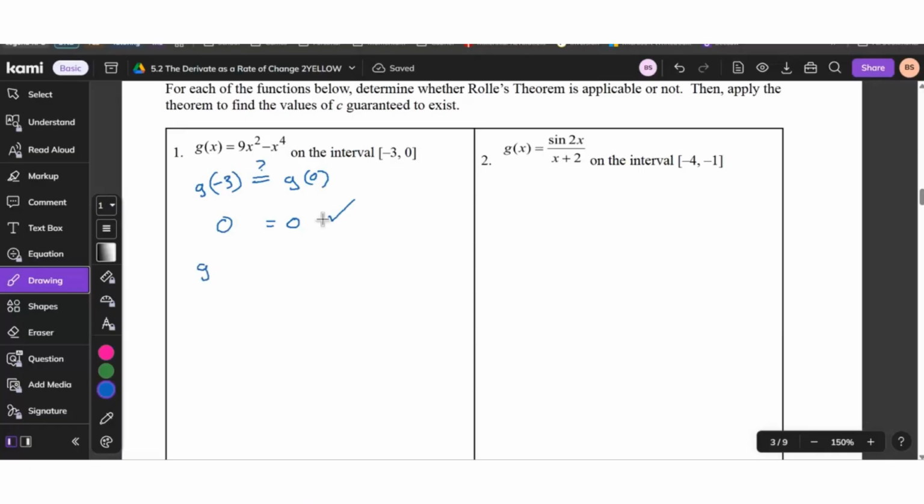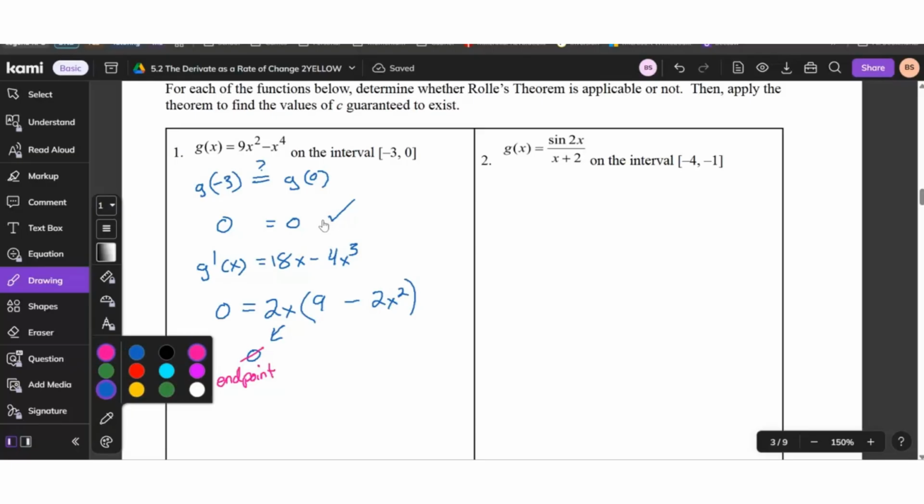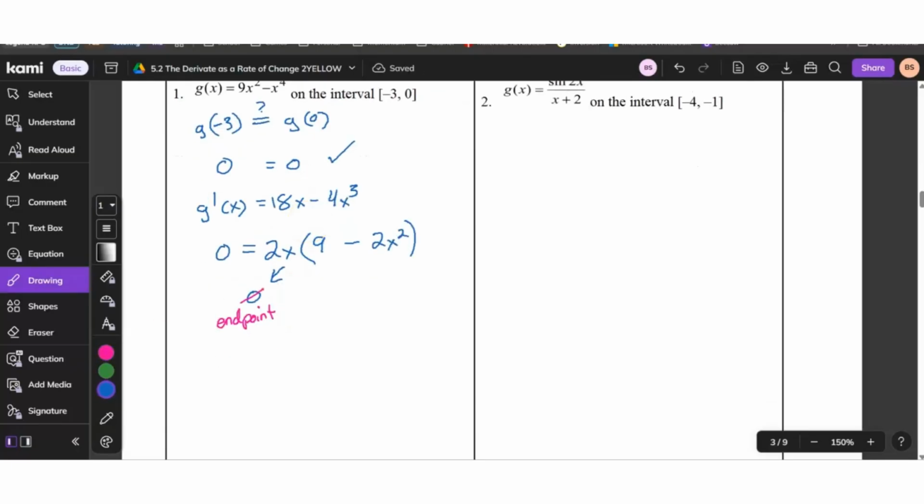So that means we should take the derivative. g prime of x is going to be 18x minus 4x cubed. Then, to find the critical point, I'm going to factor this out and make it equal to 0. Here I can take out a 2x, which would give me 9 minus 2x squared. This one here is 0. Can I include 0? No, because it's the endpoint. And remember, the relative max or mins cannot be an endpoint. The absolutes can, but the other ones cannot.